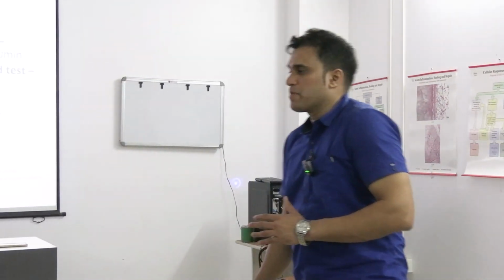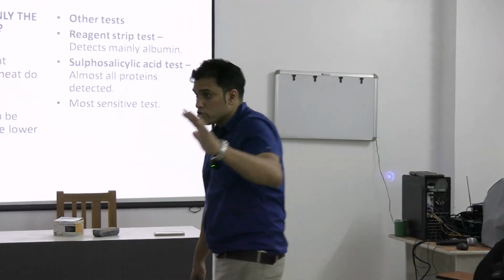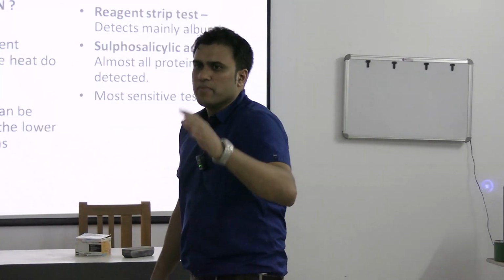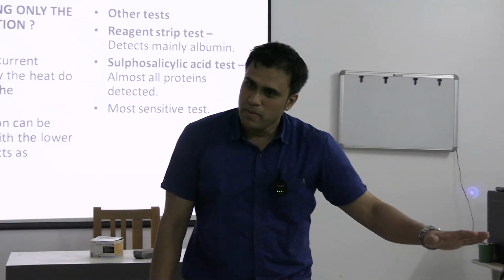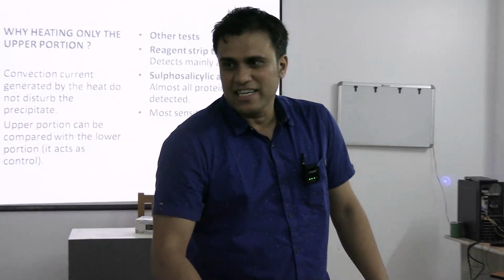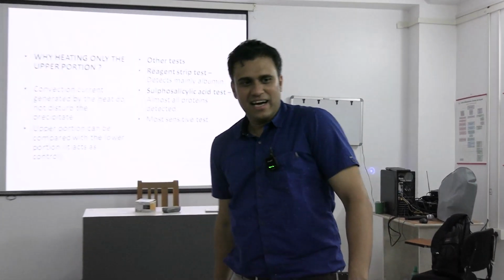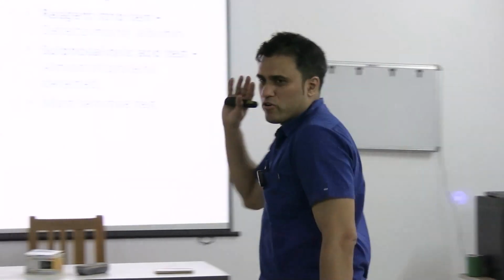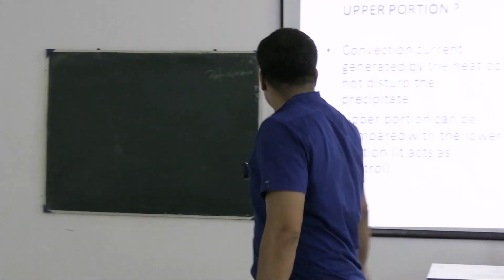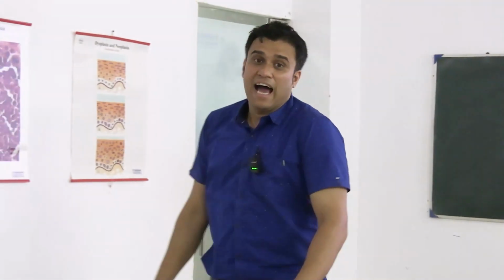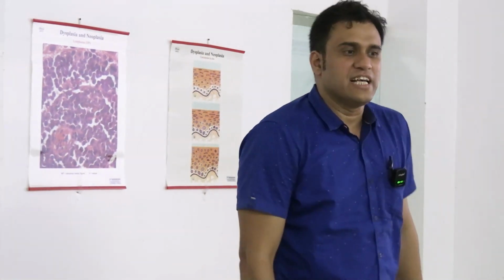The convection current generated because of the heat does not disturb the precipitate, and also the upper portion can be compared with the lower portion. The lower portion acts as a control. Heat and acetic acid test, remember how nothing comes in the lower part, whatever comes is in the upper part? Right, the turbidity comes only in the upper part. Other tests I have already mentioned: the reagent strip test, which detects mainly albumin, and the sulfosalicylic acid test, by which almost all proteins are detected, and this is by far the most sensitive test. Okay.